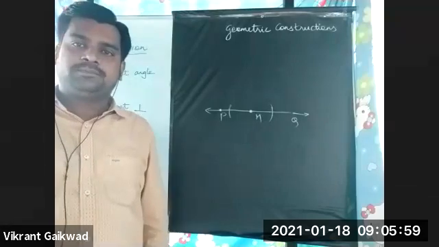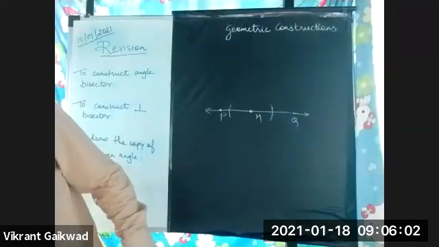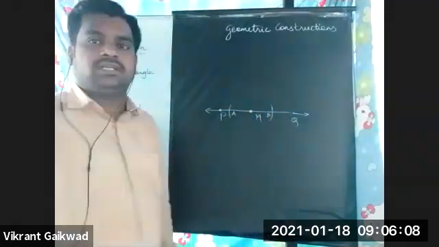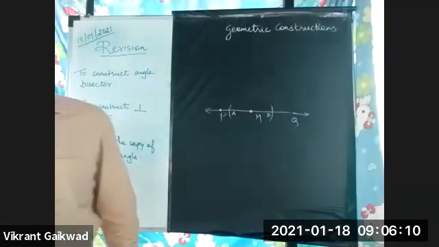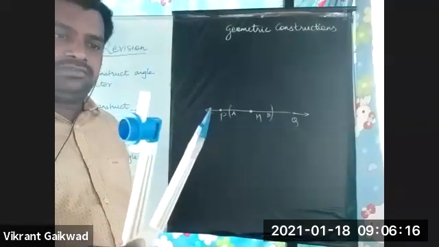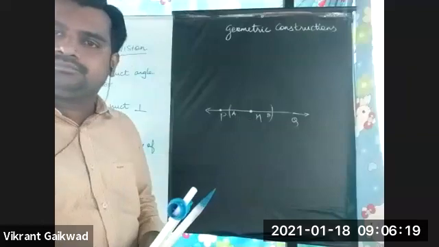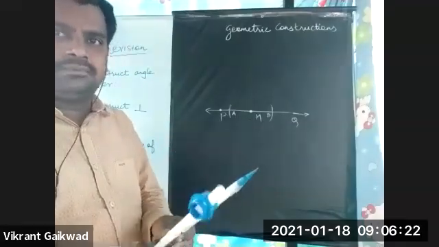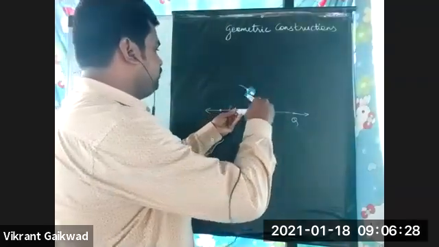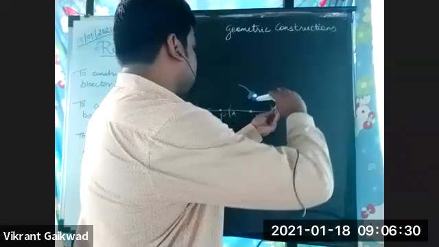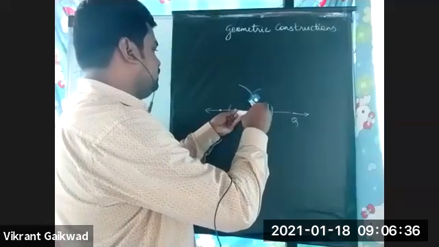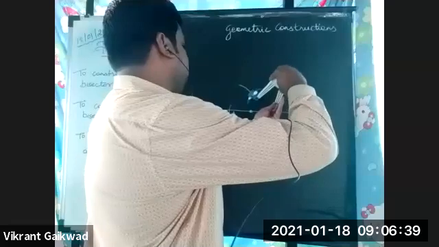Is this clear to all the students? After that, we'll name these arcs A and B. Now take more than half the distance of AB. Just increase the distance. From A above and from B above. Understood?